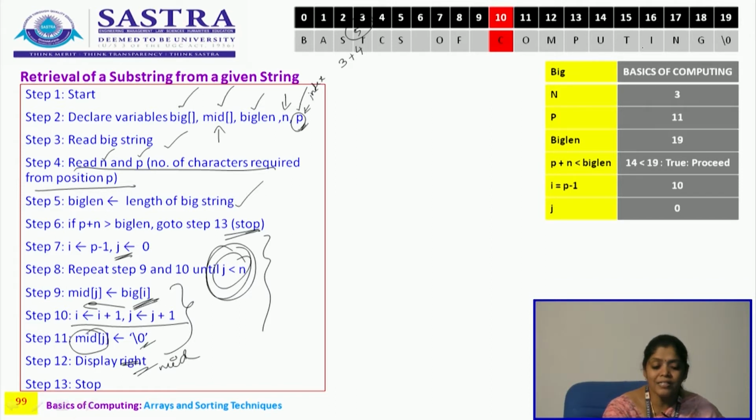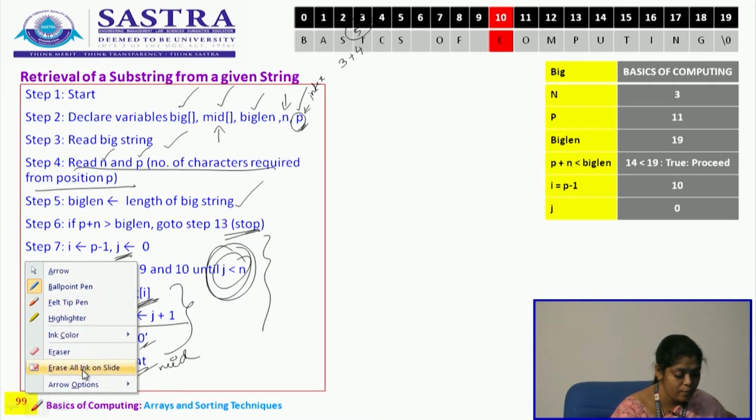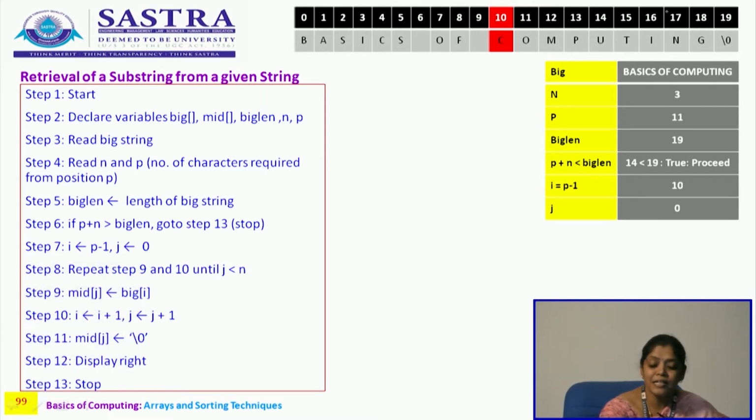So, we have taken the same string as an example, that is "basics of computing", and in that the user is expecting the position as 11. 11th position means in terms of index, which is actually 10. From 10, the user is expecting to have 3 characters, that is COM, that is what is to be retrieved. The number of characters from that position is 3, the position is actually 11.